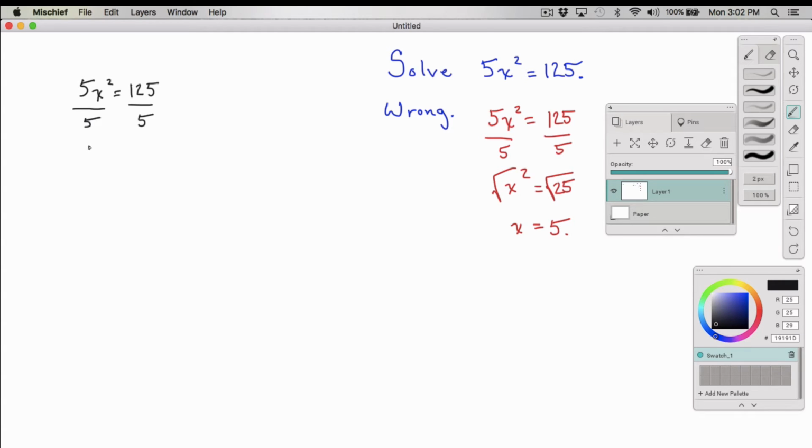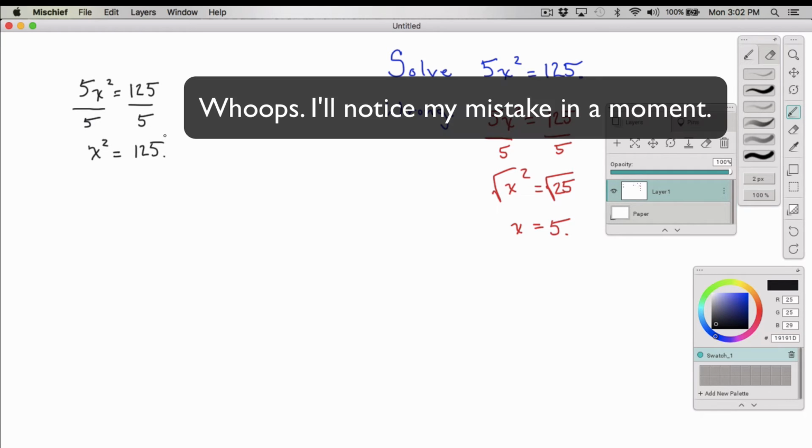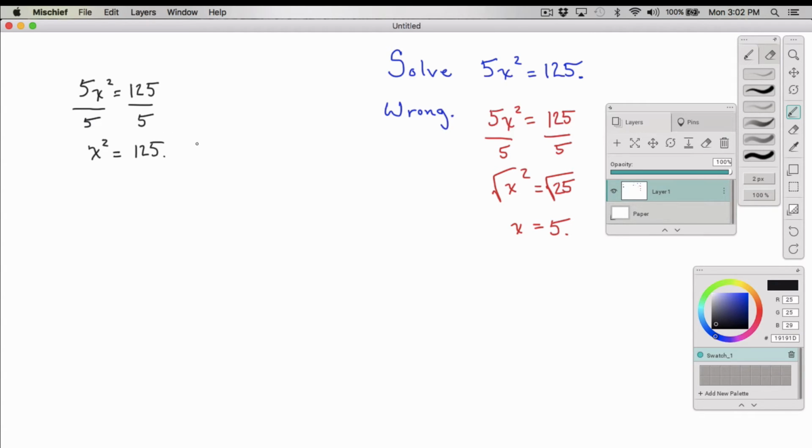And that's going to leave me with a problem of x squared equals 125. Now, at this point in our studies, the only way we know how to solve a polynomial is to set the entire polynomial equal to 0. So let's do that, and we'll see what happens. Set polynomial, or I should say equation, set equation to 0. Let's do that.